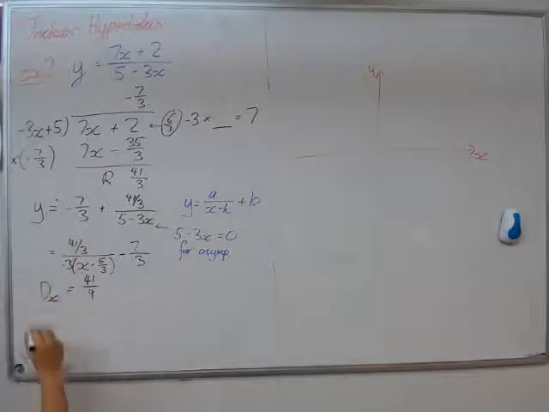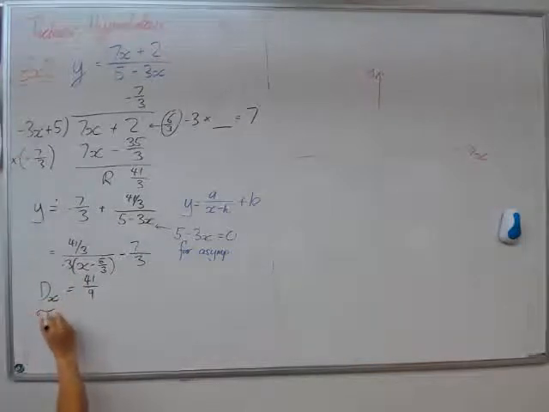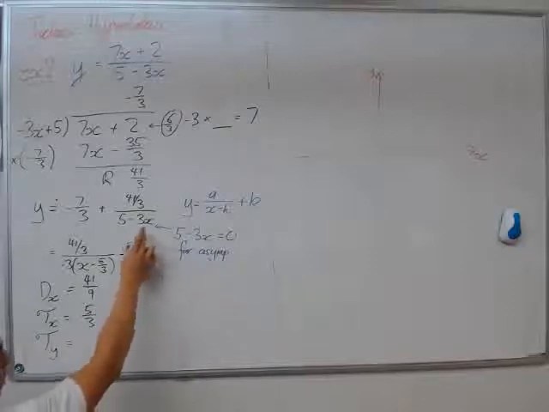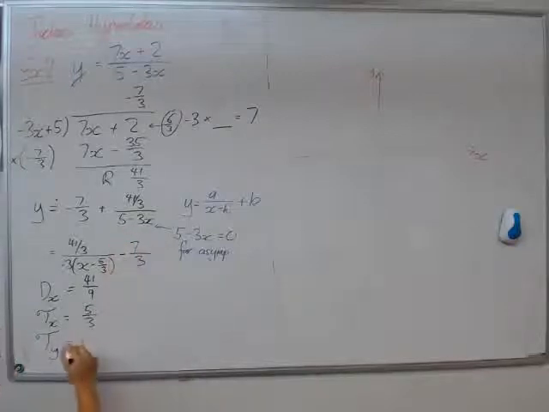Okay, and we also got horizontal translation of 5 on 3. And for the vertical translation, we're simply looking at the k value here. You see it's negative. Negative 7 on 3.